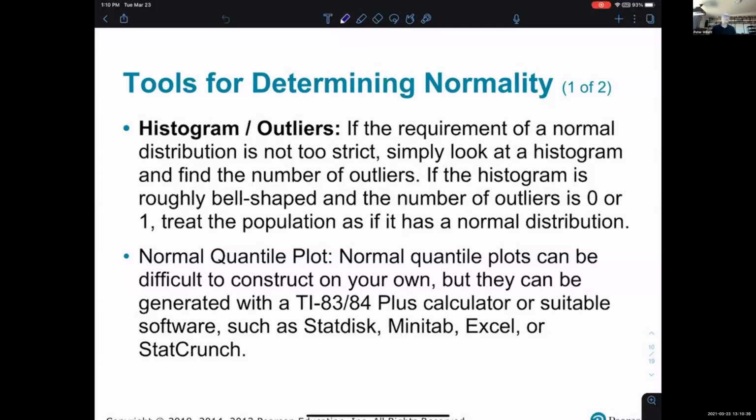Or alternatively, a tool is the normal quantile plot. Normal quantile plots can be difficult to construct on your own. Happily, we won't be doing that. But they can be generated with a TI-83/84 Plus calculator or suitable software, such as, and in our case, StatCrunch, which is the last one listed.